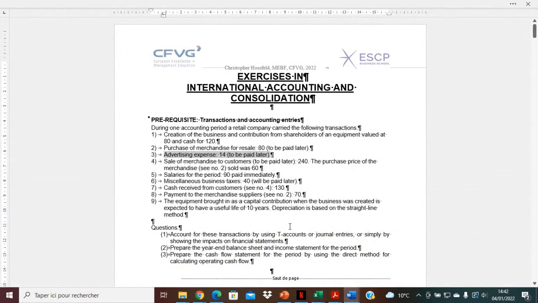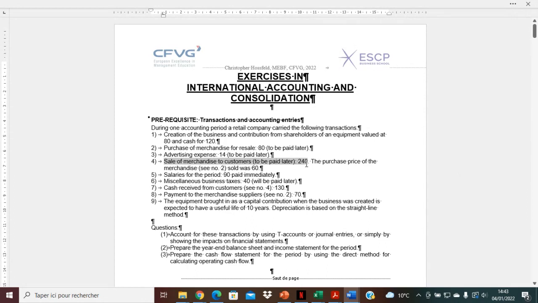Then we continue. And again, if you have questions, please interrupt me. No? Transaction number 4, sale of merchandise to customers for 240. And the purchase price of the merchandise that we just sold is 60. So first, sale of merchandise to customers to be paid later, 240. So actually, for sales transactions, we always need 2 accounting entries, not just one. We need one accounting entry for the sales transaction directly, but we need a second accounting entry to record the cost of realizing the sale.